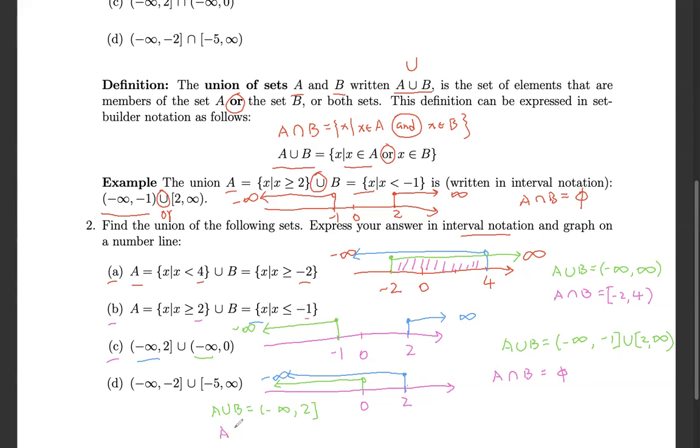Now, just for practice, again, let's find A intersect B. We did it earlier, but let's do it again as a comparison. Do we see the intersection? The intersection is this way, also from negative infinity, but up to 0, not including 0.